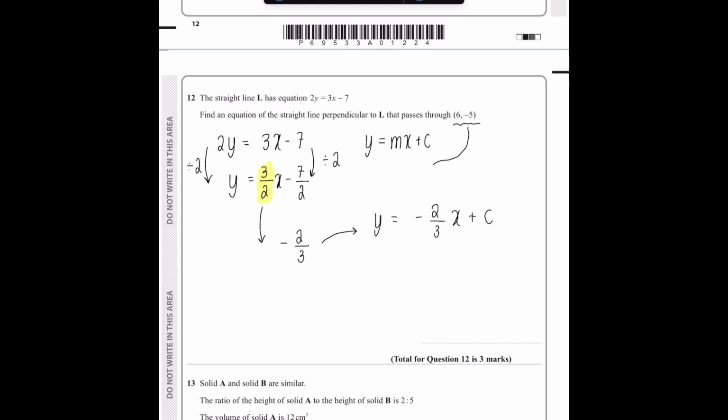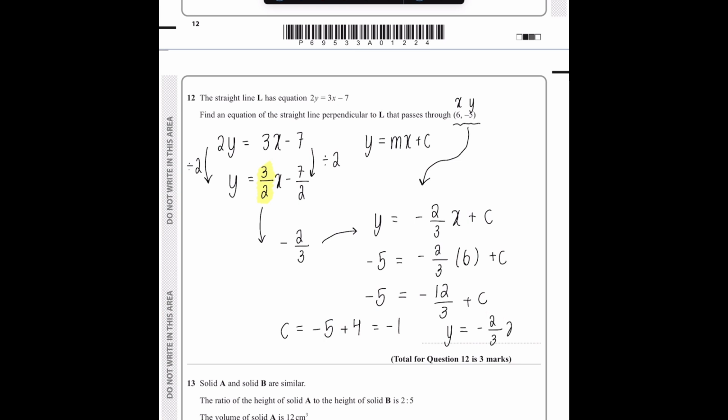We've also been given the point (6, -5), so we can put the value of x and y into our equation. So we have negative 5 is equal to minus 2 over 3 times 6 plus c. So minus 5 is equal to negative 12 over 3 plus c. So then c is equal to minus 5 plus 4 once we simplify the fraction, which gives us negative 1. So our equation of a line is y is equal to minus 2 over 3 x minus 1.